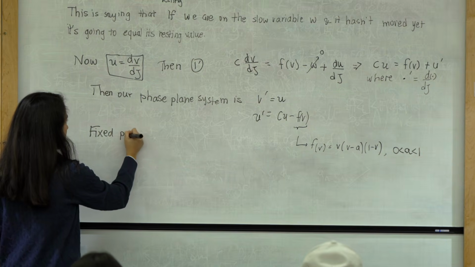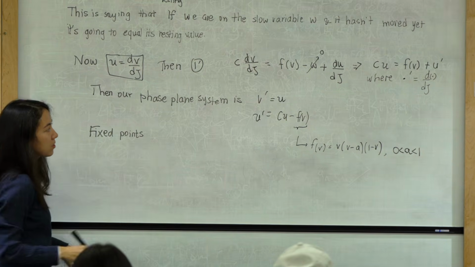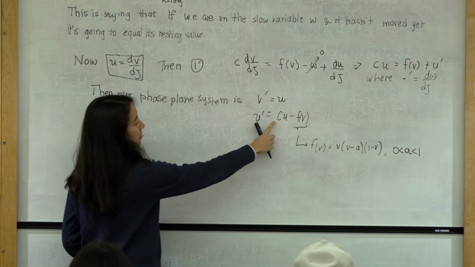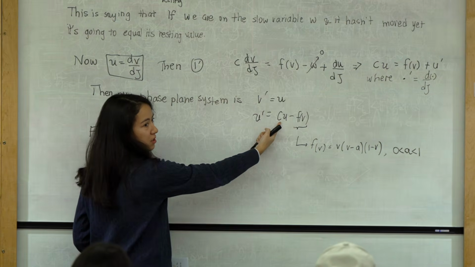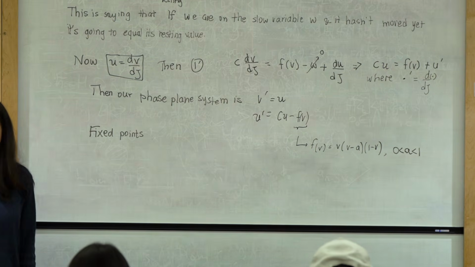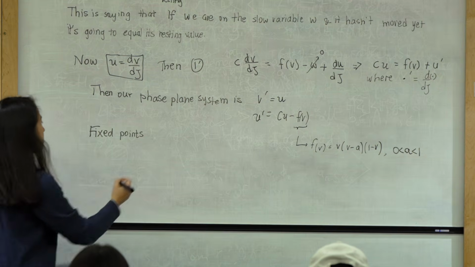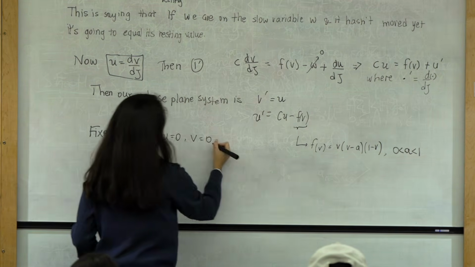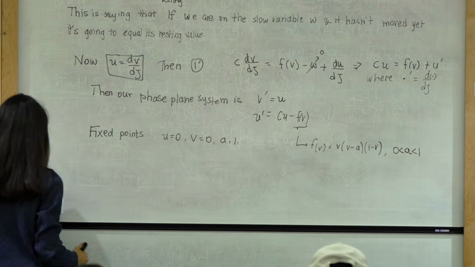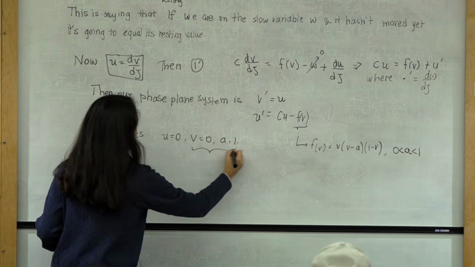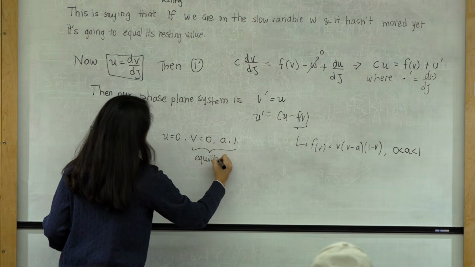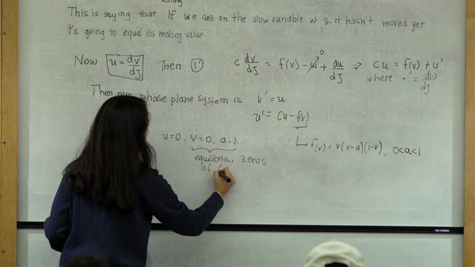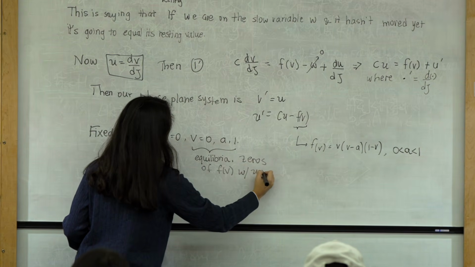So I wrote that the fixed points for this case are where you have this equal to 0, so u is equal to 0. Once I know that u is equal to 0, I plug it in here, and I have also this equal to 0. So it's basically the zeros of f of v. That will be the other equilibria. So the fixed points are u equal to 0, and then v equal to 0, a, and 1. Okay, so these are equilibria, and they are the zeros of f of v with u equal to 0.